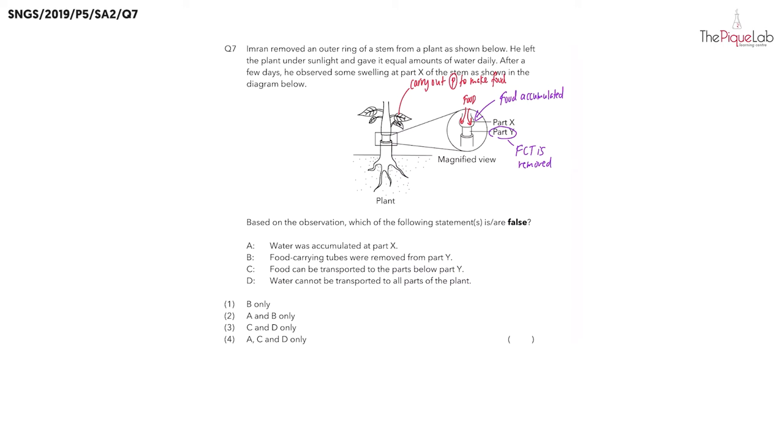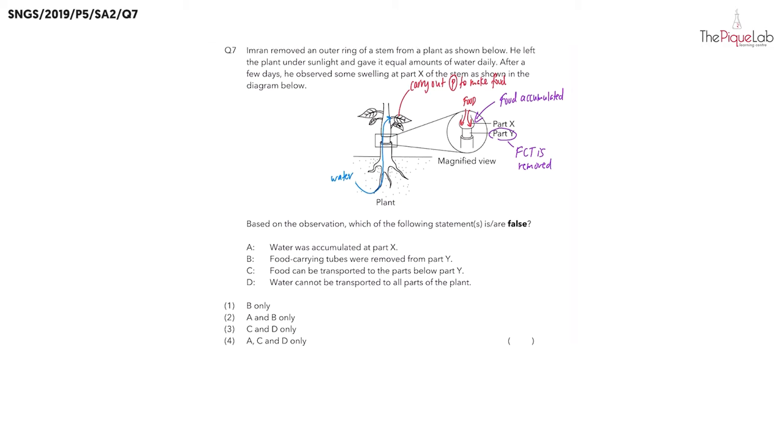And how does carbon dioxide enter the plant? Carbon dioxide enters the plant through the stomata of the leaves. What about water? Water is absorbed from the soil into the roots and it needs to be transported upwards to the leaves. And what's the name of the tube that's responsible for transporting this water upwards to the leaves? Would that be the food-carrying tubes or the water-carrying tubes? The water-carrying tubes are responsible for transporting water up to the leaves.